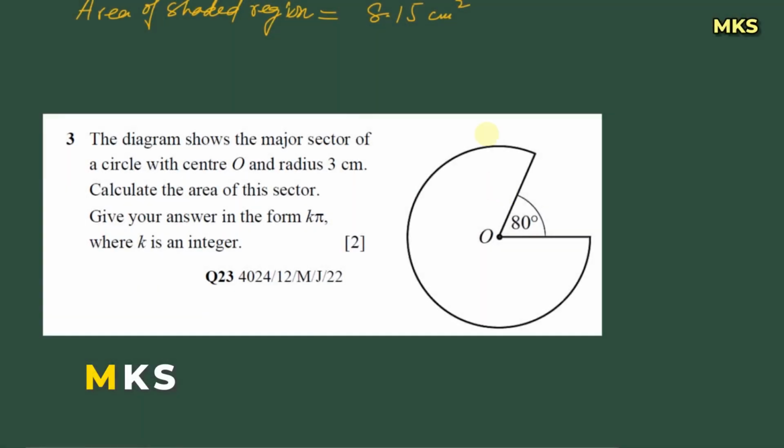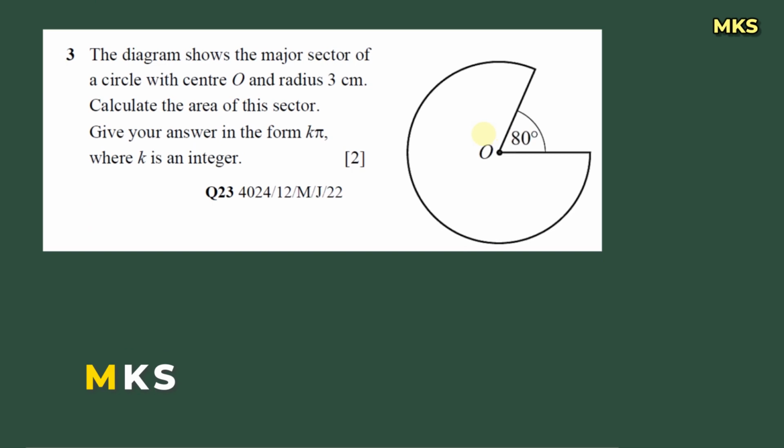Question 3 of the worksheet, in actual, that is May-June 22, paper 1-2, question 23. The diagram shows a major sector of a circle with center O and radius 3 centimeter. Calculate the area of this sector. Give your answer in the form k pi, where k is an integer. Pi, we don't have to put the value of pi because this is paper 1. We have to keep pi as it is.